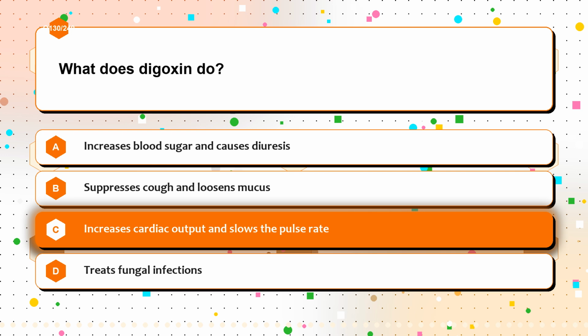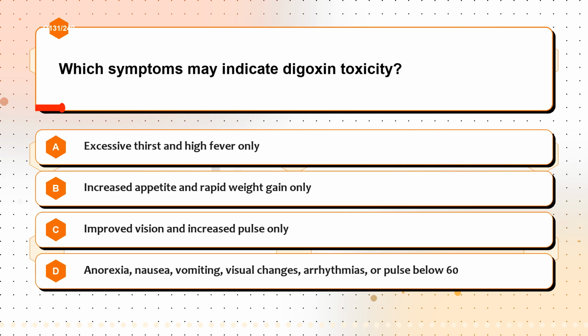The correct answer is option C, increases cardiac output and slows the pulse rate. Question 131. Which symptoms may indicate digoxin toxicity? Here are the options. Option A, excessive thirst and high fever only. Option B, increased appetite and rapid weight gain only. Option C, improved vision and increased pulse only. Option D, anorexia, nausea, vomiting, visual changes, arrhythmias, or pulse below 60.